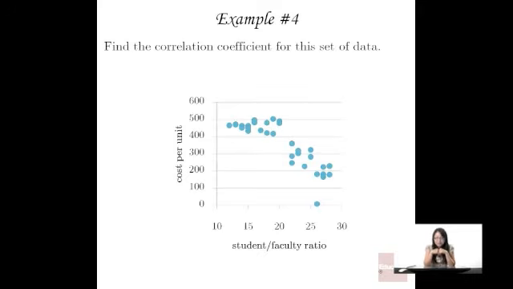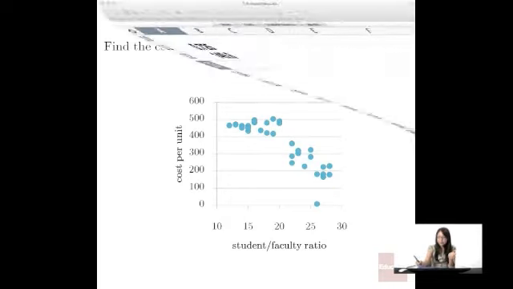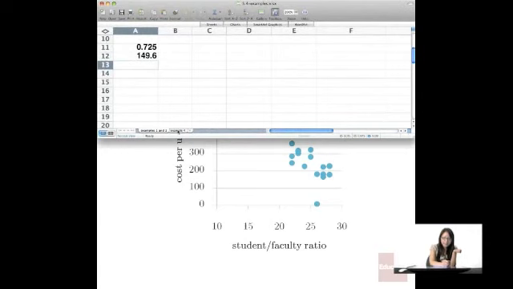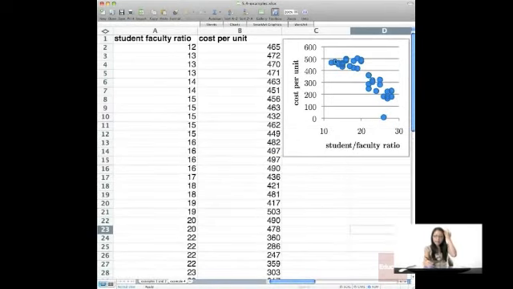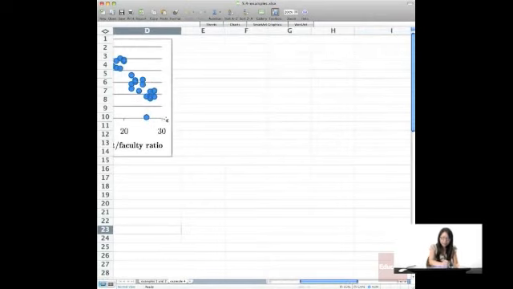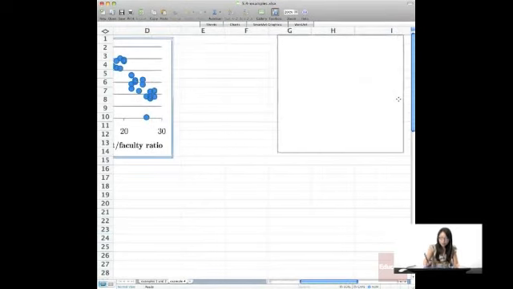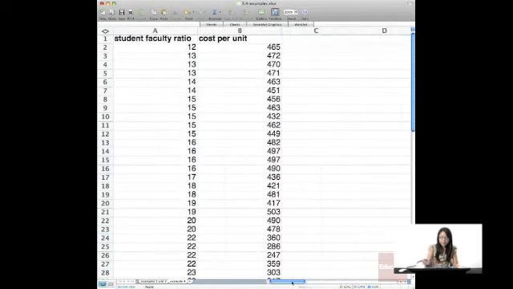All right, example number 4. Find the correlation coefficient for this set of data. This set of data is provided for you on the download below. So if you go ahead and click on example 4, that data is all there. Previously we've looked at this data and we thought, oh, this is pretty good, pretty strong linear correlation. Let's see if our eyeballing was actually right. And I'm just going to move this one over a little bit because we're not going to need that as much.